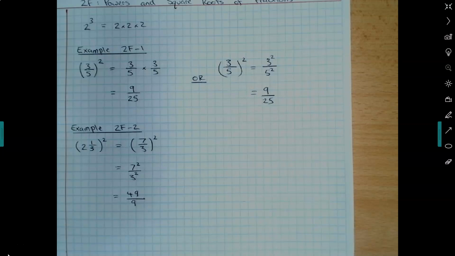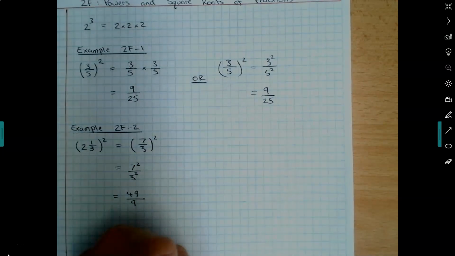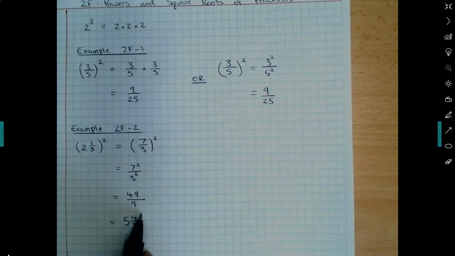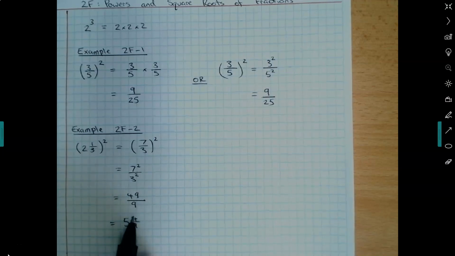And there's no factor that I can cancel there, so that would be the simplest fraction. You could convert it back to a mixed number, which I will, and you would get 5 and 4/9. I don't really mind though. I've said this for the entire chapter. If you left it as 49 over 9 as an improper fraction, I'm happy with that.